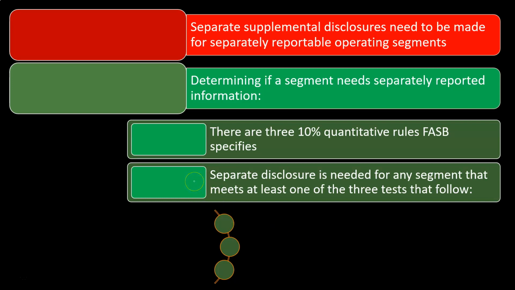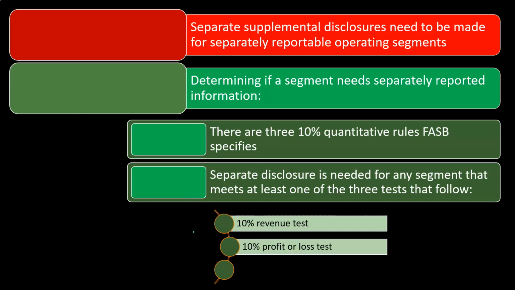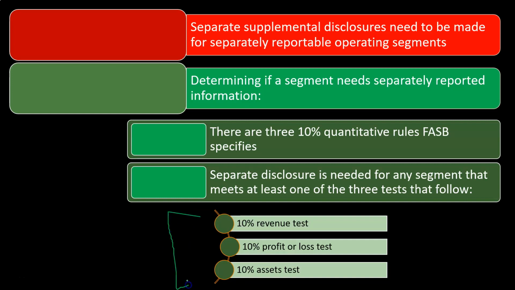So we have the segment, we have to think about, okay, do we need separate disclosure for this segment? In order to determine that, we're going to use these three 10% tests. They only need to meet one of these tests in order for the separate disclosure to be necessary, that being the 10% revenue test, 10% profit or loss test, and 10% assets test. We're going to go into more detail on each of these tests now. So the next slides will be focusing in on these three items.